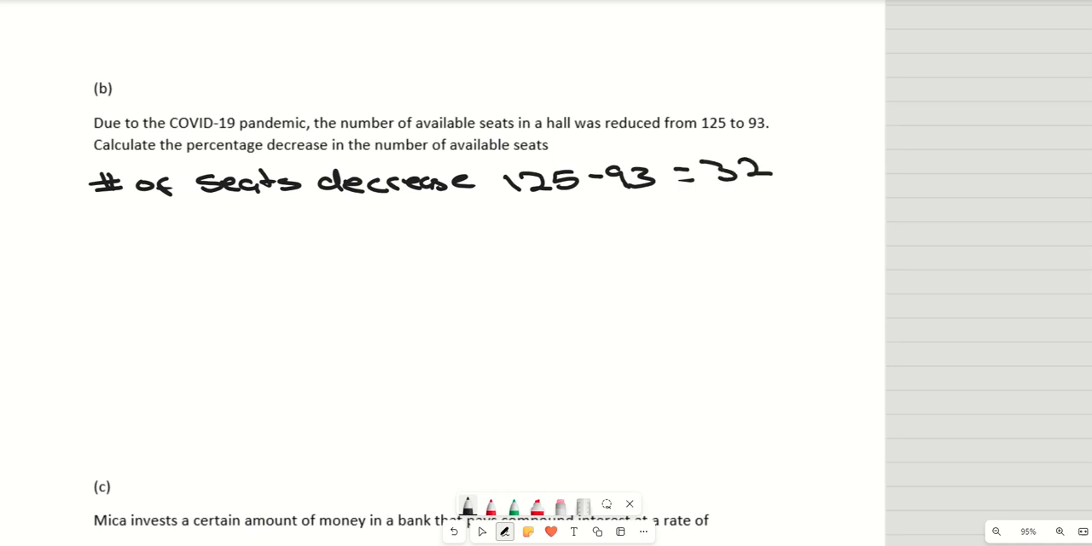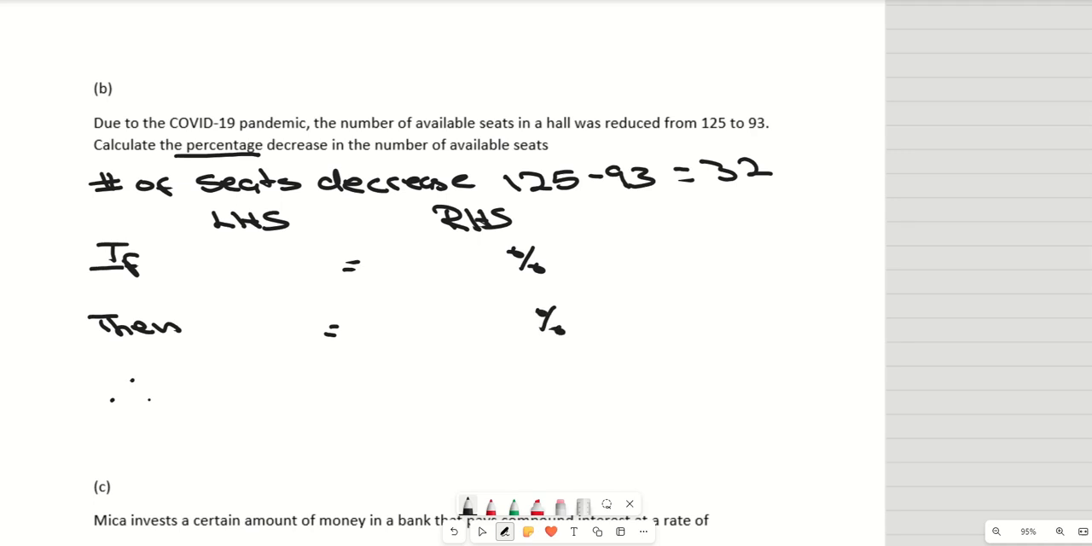Right? We want to know what percentage is 32. So we're going to do the if, then, and therefore method. If, then, therefore. In the if, then, and therefore, there's your left-hand side and your right-hand side. Your right-hand side is what we're trying to find out. We're trying to find out percentage, so your right-hand side is going to be percent. Everything in your right-hand side is percentage.